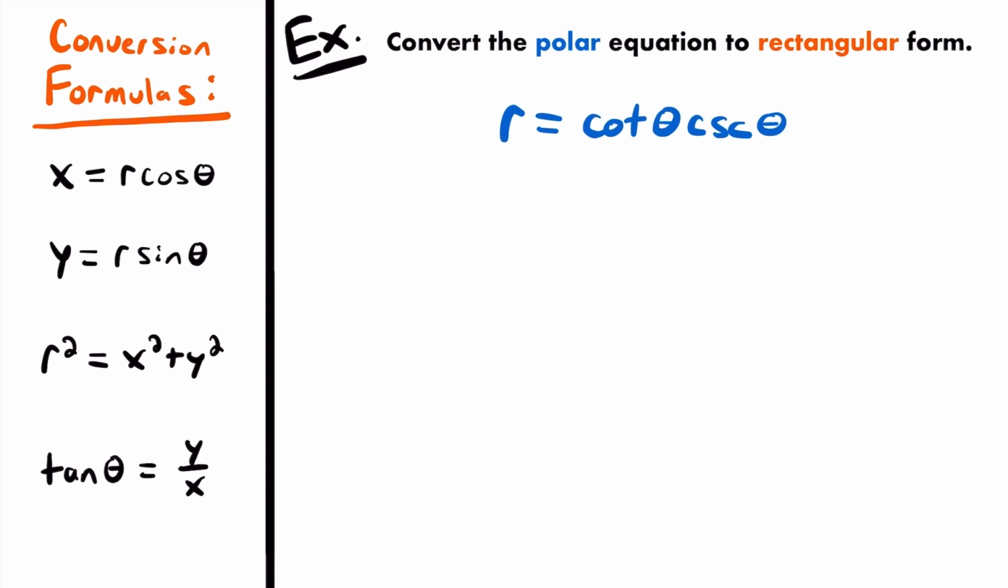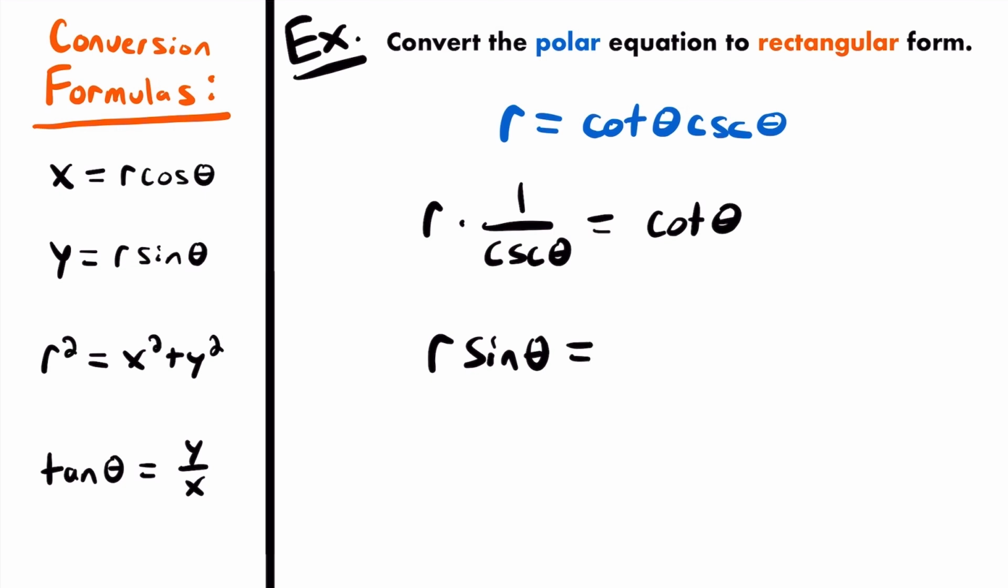So let me show you what I mean. If we divide both sides by cosecant theta, we'll have r times 1 divided by cosecant theta, and that will be equal to cotangent theta. All right, so we divided both sides by cosecant, so this cosecant disappears, and now we have 1 divided by cosecant theta on this side of the equation. But using our trig identities, we know that 1 divided by cosecant theta is just sine theta. So we'll have r times sine theta is equal to cotangent theta. Okay, so now we have r times sine theta, and we know that that is equal to y, so we can rewrite that, and we'll have that y is equal to cotangent theta.